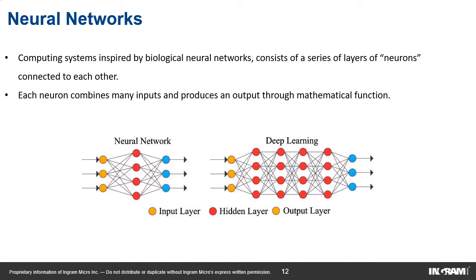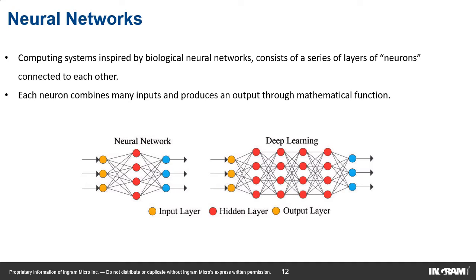Deep learning is a subfield of machine learning that builds multi-layered networks that simulate the human nervous system. So simply we can say that machine learning is a shallow network, while in deep learning we stack multiple layers into one network. Both of them have trainable parameters and learn by trial and error. The main building block of deep learning is neural networks. Neural networks are computing systems inspired by biological neural networks, consisting of a series of layers of neurons connected to each other. Each neuron combines many inputs and produces one output through a mathematical function.